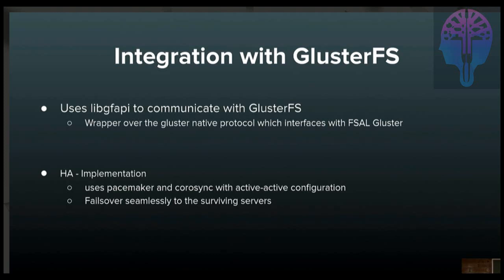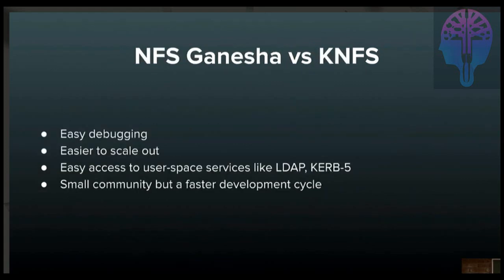And we have the HA implementation for NFS Ganesha, where you use, as I spoke, Pacemaker and Corosync for active-active configuration. Here, you need, I think, at least 4 servers to carry out the HA implementation. And it fails over seamlessly, and if, let's say, a server dies, most of the clients don't even realize it, and the administrator can go and bring up that server without any problem.